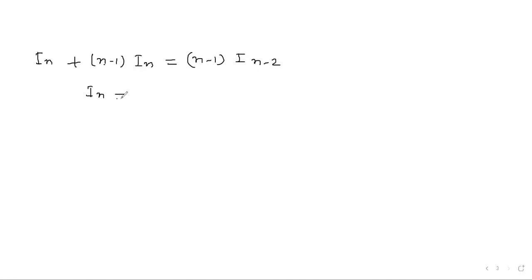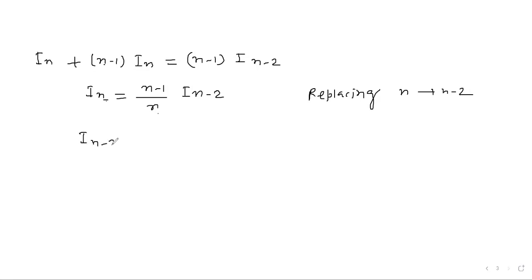So we can say I_n will be equal to (n minus 1) upon n times I_(n minus 2). Now, if we replace n by n minus 2, here this will become n minus 2, here this will become n minus 3, this will become n minus 2, this will become n minus 4. So we can say I_(n minus 2) equals (n minus 3) divided by (n minus 2) times I_(n minus 4).